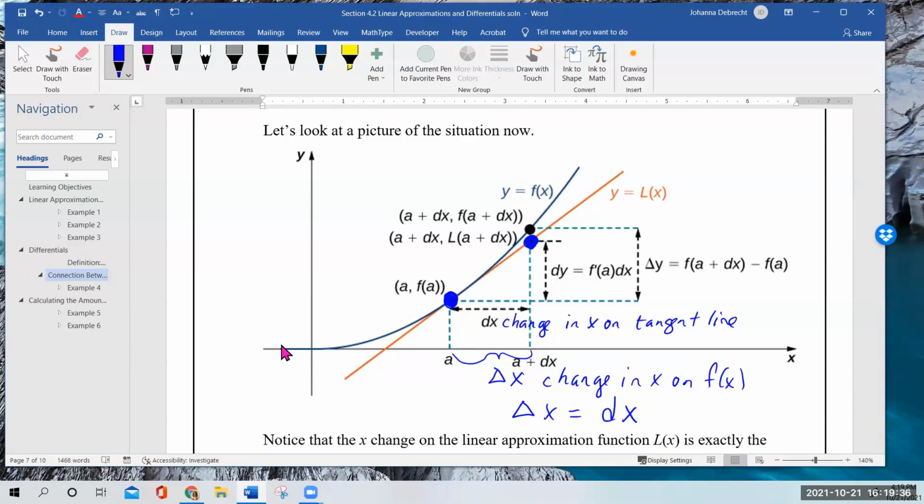What about the change in the y values? Are those the same? No, they're not. dy is again going to be the change in y on the tangent line. That's what dy is. What about delta y? Delta y is something different. Delta y comes from the black dot down to the lower blue dot. This is delta y. Delta y is the change in y on the function.